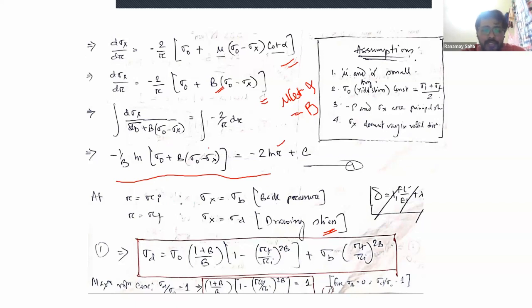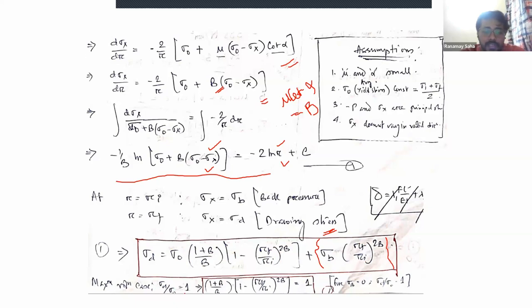You use sigma b in place of sigma x, and in place of Rd drawing stress, you use sigma d. When you have done all these things, you finally get an expression for drawing stress. This equation is flow stress sigma naught multiplied by 1 plus B, which is a constant mu cot alpha, and then 1 minus RF, final radii by initial radii of the wire, raised to the power twice of B. Plus this term comes up whenever there is a back tension. If back tension is not there, then this term becomes zero.